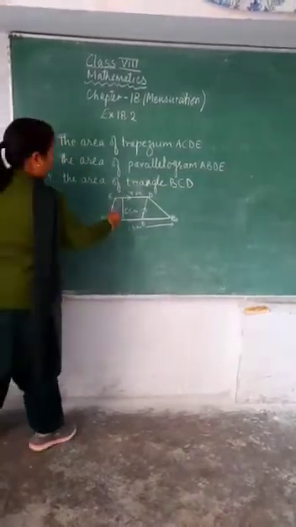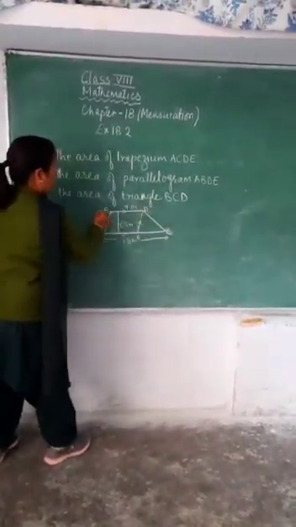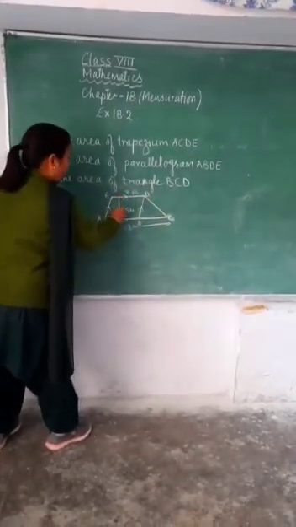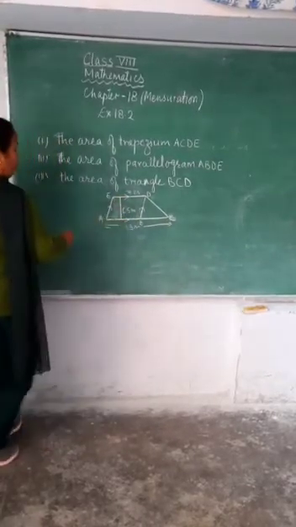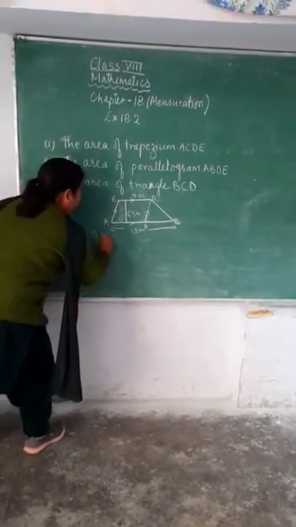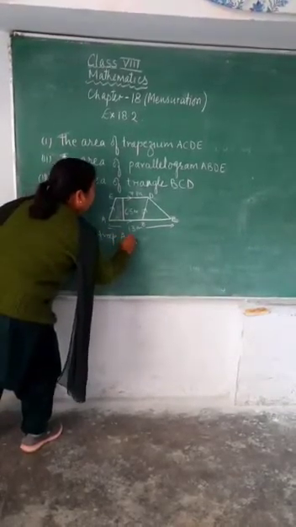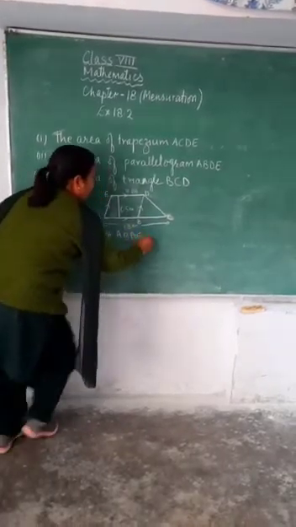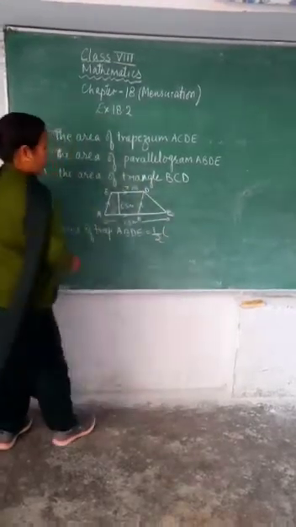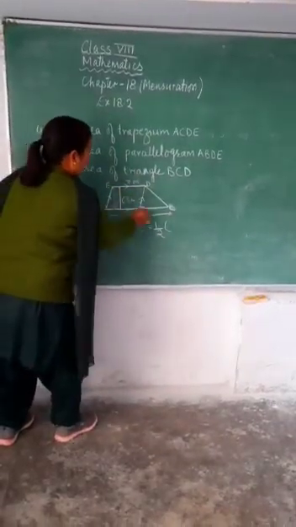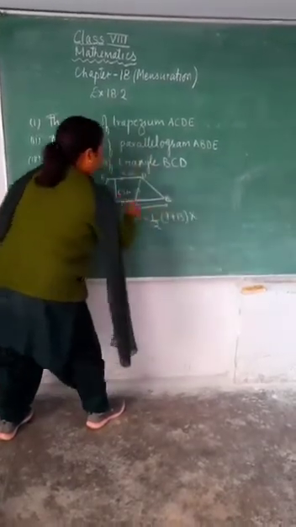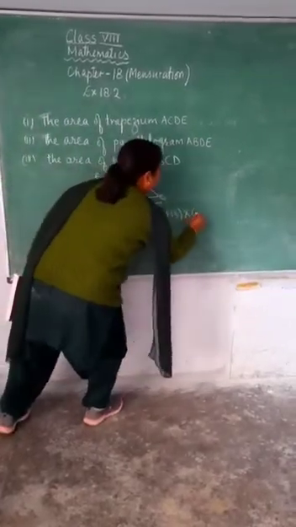If you see the figure, in trapezium ABDE the two parallel sides are 7 and 13, and the distance between them, or the height of the trapezium, is 6.5. So the formula for the area of trapezium is 1/2 the sum of parallel sides multiplied by the height. The two parallel sides are 7 and 13, so 7 plus 13, multiplied by the height 6.5.